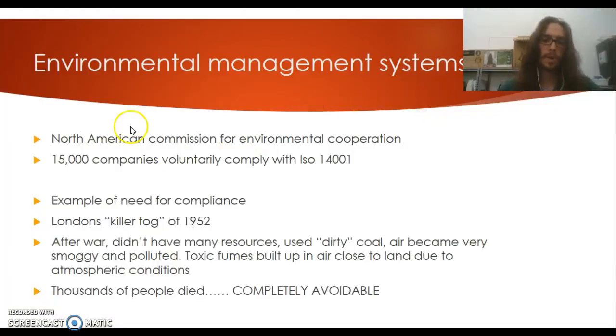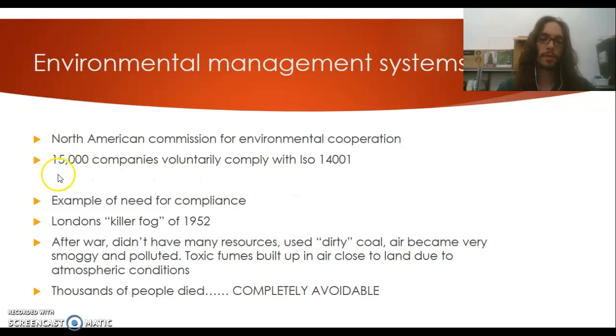Okay, so the North American Commission for Environmental Cooperation is a thing that started up. Essentially, it's just a commission that looks after companies and their environmental actions and how they change the environment due to pollution or all sorts of things. We have currently 15,000 companies voluntarily complying with the ISO 14001, and that's just like the legislation behind this. So we have a lot of companies complying with it, and they're doing it voluntarily because the market is being driven towards being more environmentally friendly and green.